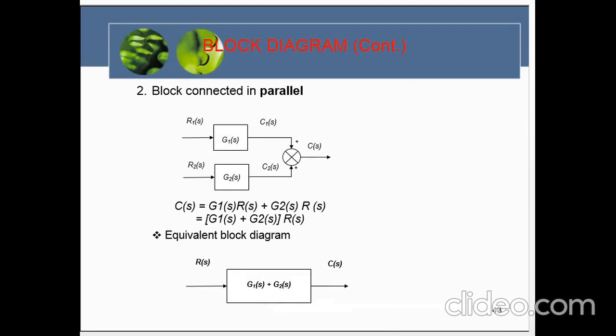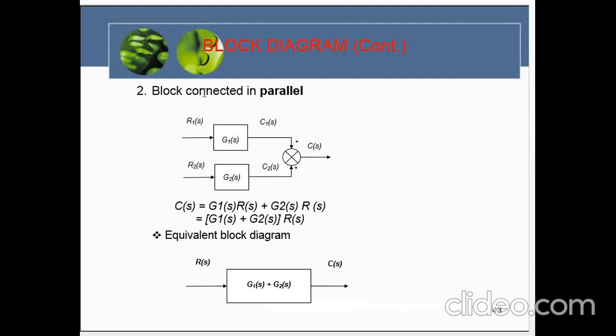Number 2, blocks connected in parallel. If you see here, this is the block diagram. There is a summing point. For the first block, the input is R1(s), its transfer function is G1(s), and the output is C1(s). The second block has input R2(s), transfer function G2(s), and output C2(s). The total output is C(s).